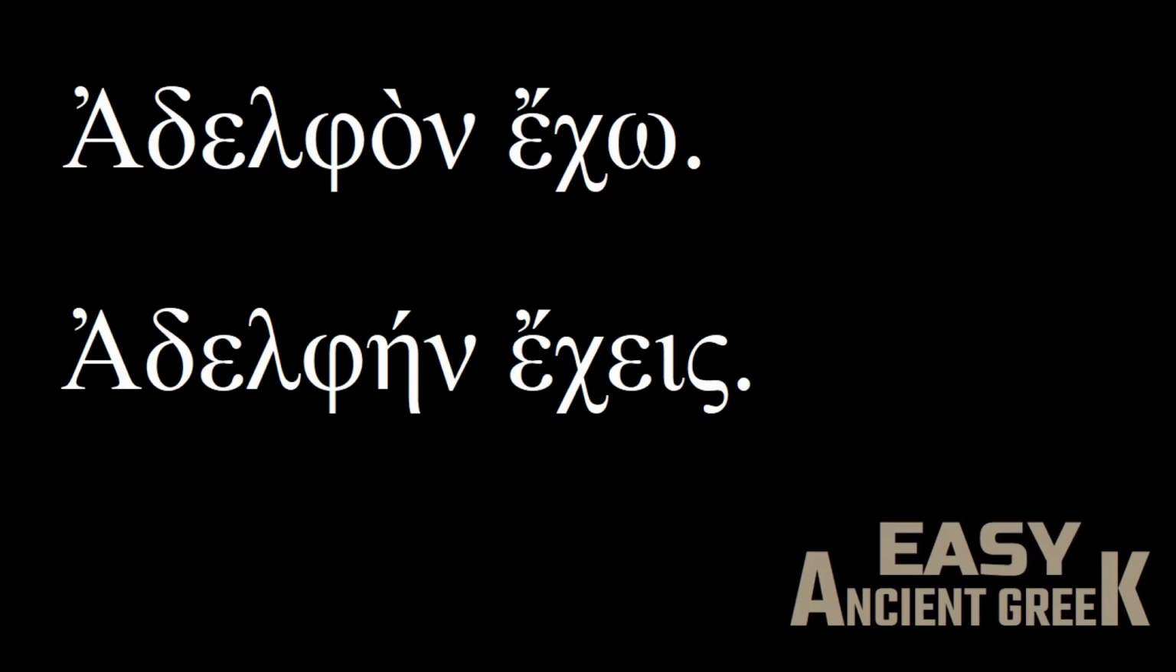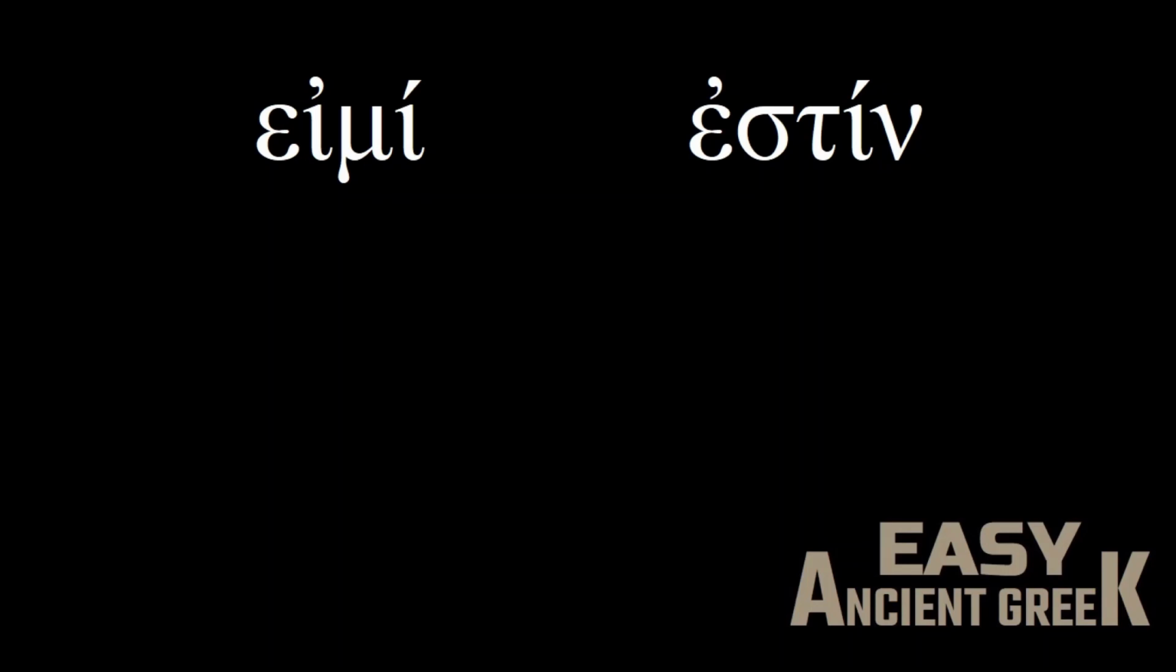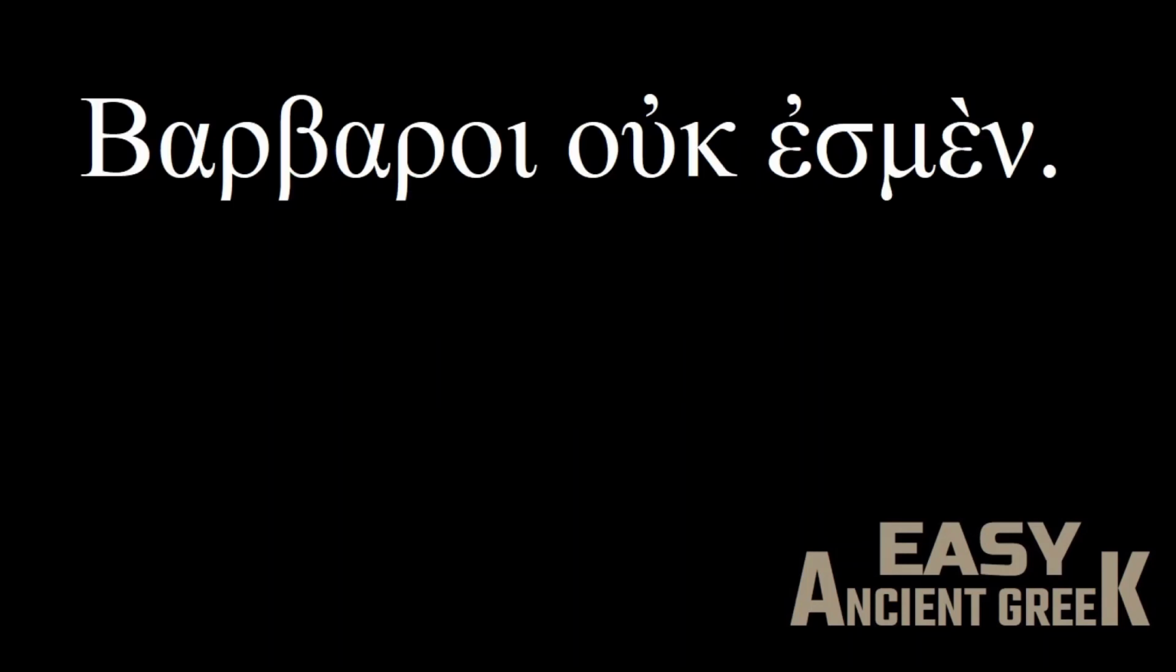Now, if you remember that for I am and she or he is, we had imi, estin. Well, the version for we are is sort of a combination of these. It's esmein. So can you understand this phrase? Barbaroi oik esmein.